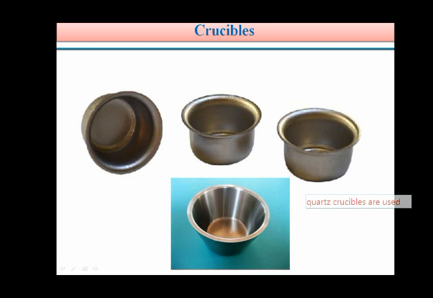Here I show you a picture of crucibles which are made up of stainless steel. Inside this vessel we can put our chemical substance, and during combustion heat is evolved from the chemical substance. So these are the images of crucibles.